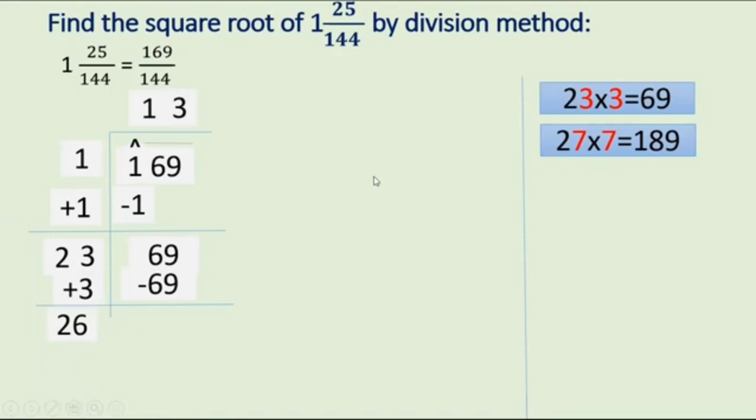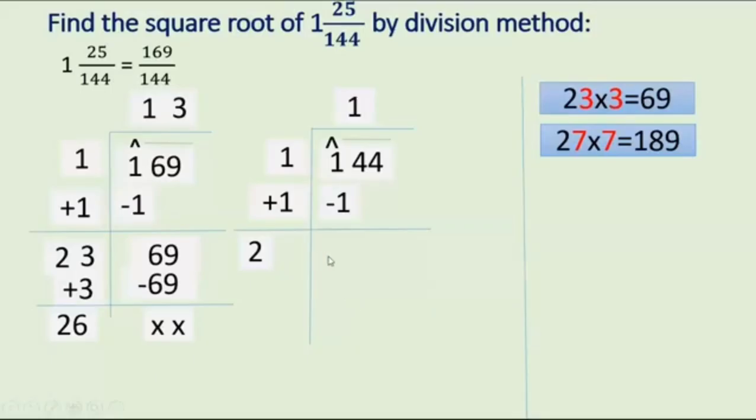Now what about the denominator? In the denominator, there is a cap on 1 and there is a pair of 44. So we get 1 into 1 is 1. And on the left hand side, 1. So we get 1 plus 1 is 2. Now here we want a number which multiplied by itself gives 44. So it's so simple that 22 into 2 is 44.